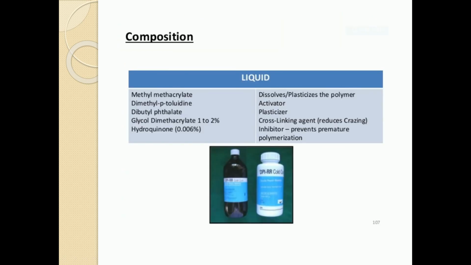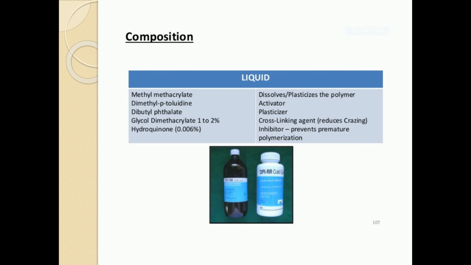So before coming to this, I have some important questions regarding chemically activated resin. Question number 1: residual monomer content of chemically activated resin is? Your answer is 3 to 5%. I repeat the question: residual monomer content of chemically activated resin is? Answer is 3 to 5%.